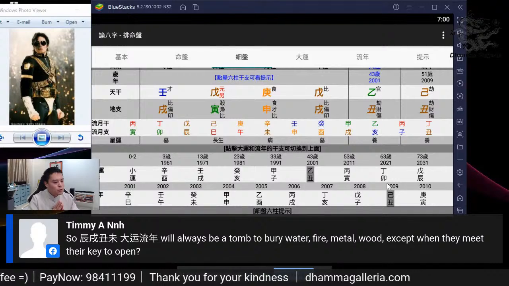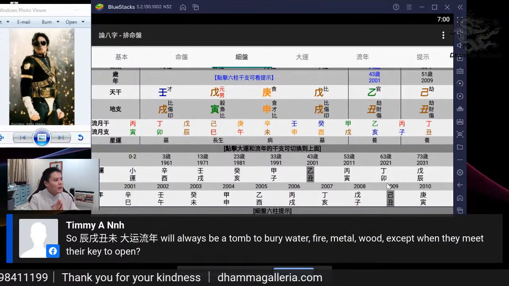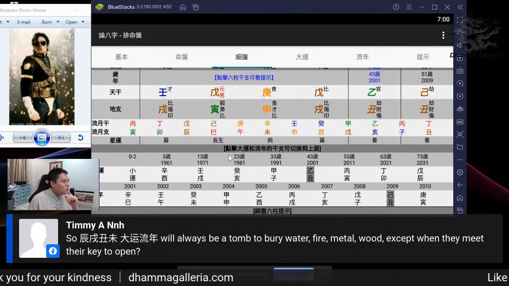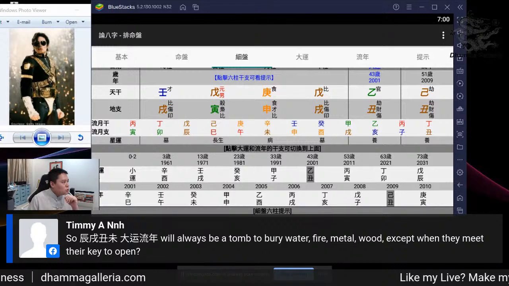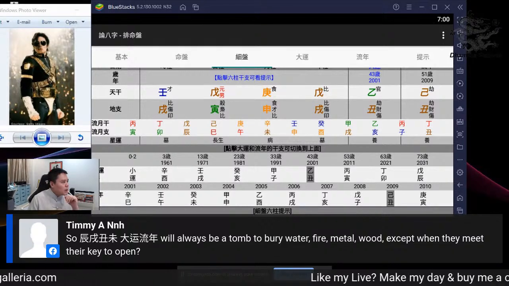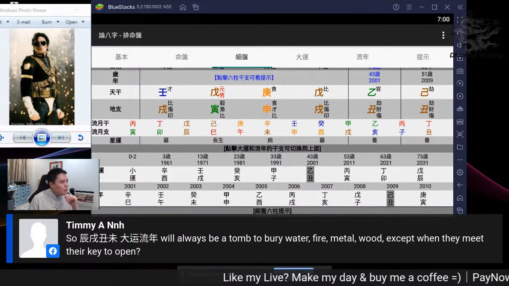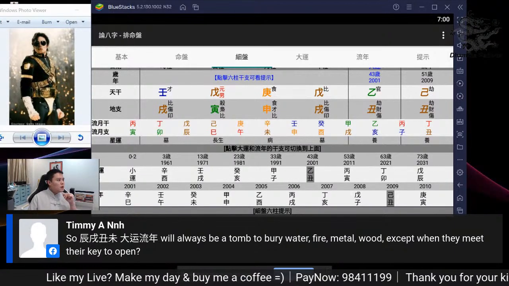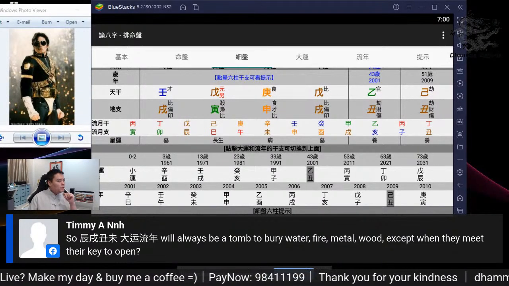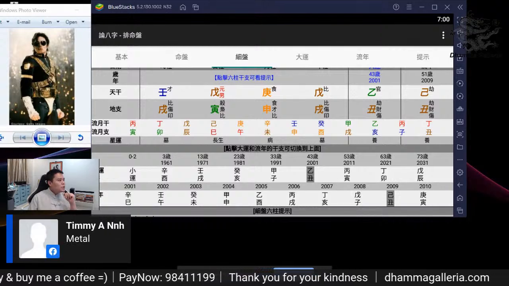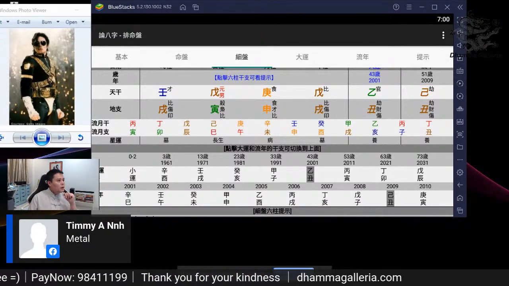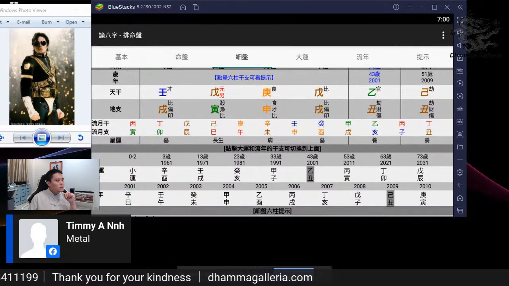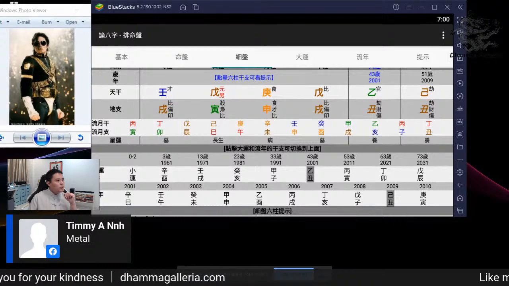Now I'm sharing the birth chart of Michael Jackson and teaching on the question posed by Timmy, which is that 申虚丑位 Da Yun and Liu Nian will always be a tomb to bury water, fire, metal, wood, except when they meet their key to open. Yes, correct, Timmy. So Timmy is able to answer this question. He said that this Chou is the burial, or the tomb, of metal. He asked this question earlier on.